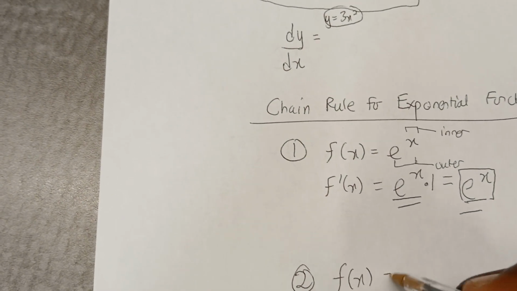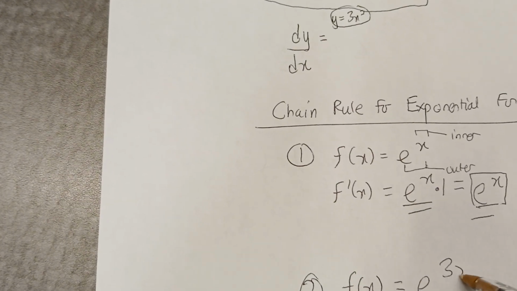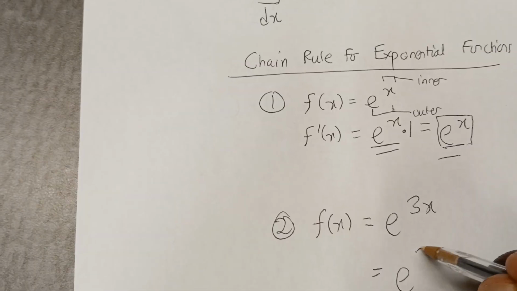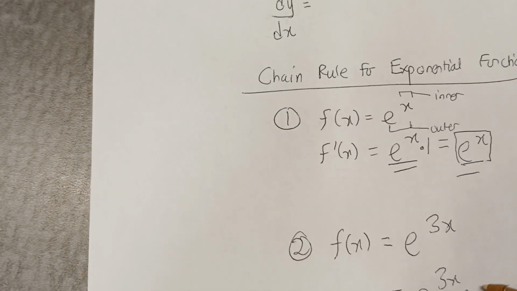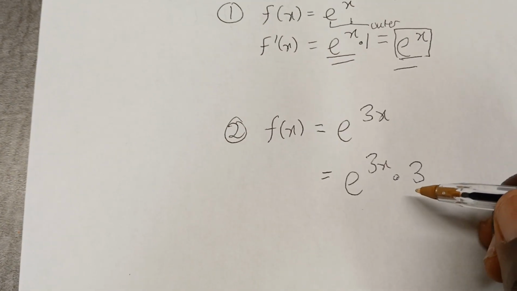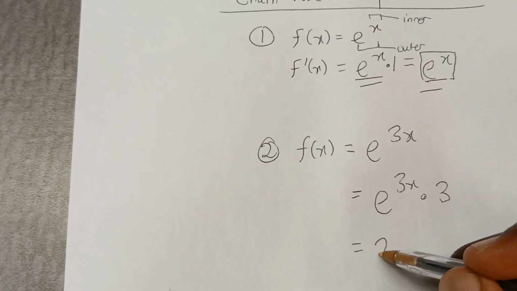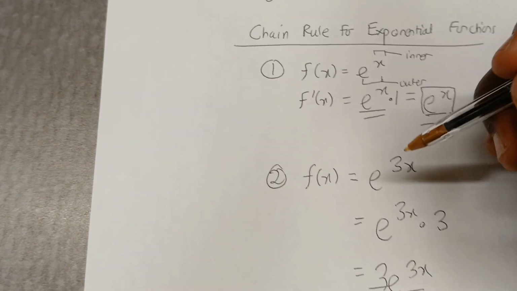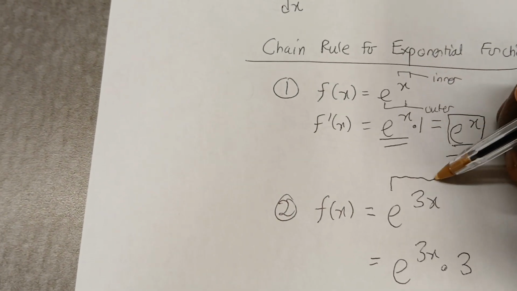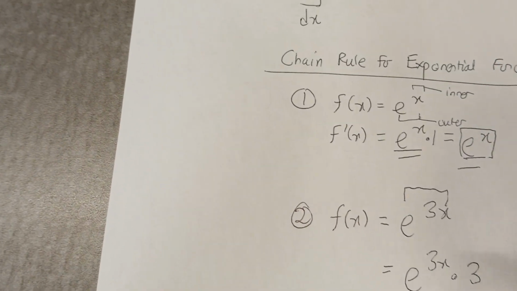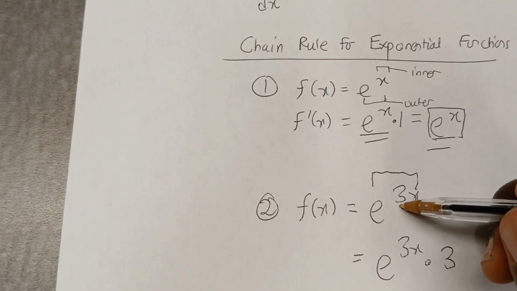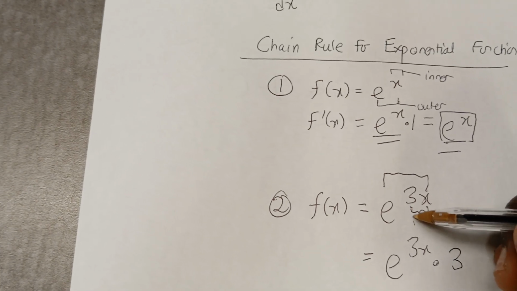f of x is equal to e to the 3x. So now the derivative is equal to e to the 3x times 3, which is 3e to the 3x. That's the derivative. So you're taking the outer function, you're multiplying the outer function by the derivative of the inner function.